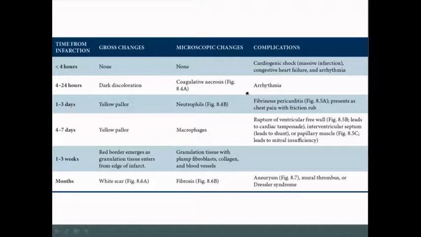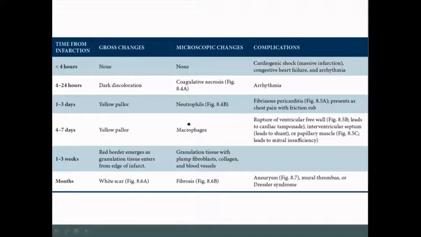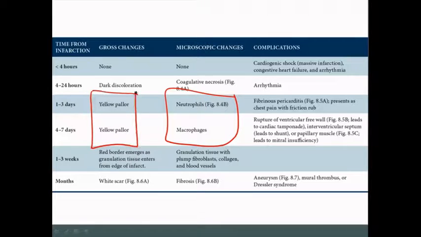Now, of course, at the milestone of 1 day, the next thing that's going to happen over the next week is acute inflammation. Remember that from 1 day to 1 week, you're going to have acute inflammation. The very initial phase of that will be neutrophils, and they'll come in from day 1 to day 3, and then the macrophages will come in from day 4 to day 7. Now, just focusing on these two, the key gross change will be that you have white blood cells within the myocardium, and the white blood cells within the myocardium will result in a yellow pallor. So during this entire inflammatory phase, the gross change will be yellow pallor.